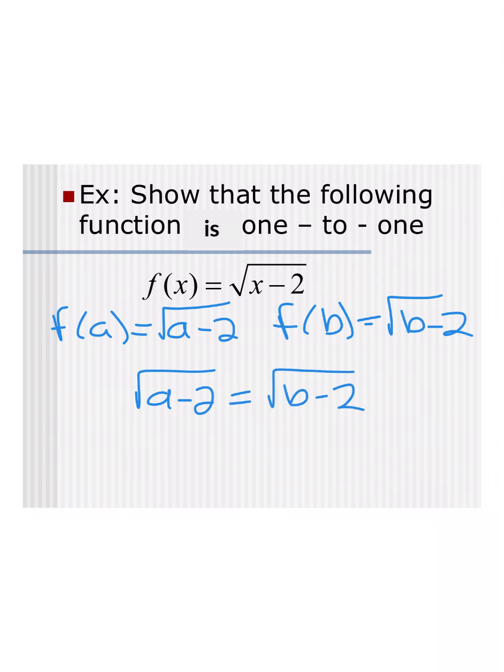We want to get rid of the radical sign, so we're going to square both sides. So we have a minus 2 equals b minus 2, and then if I add 2, we end up getting that a equals b. Again, what this means is if you plug in two separate x values, they end up having to be the same x value, or there's no way for the function to be equal.